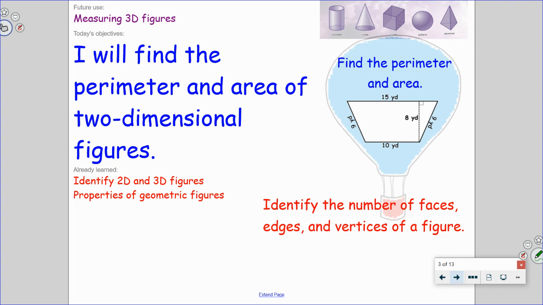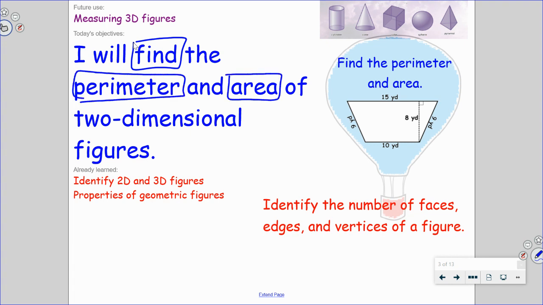All right, folks. Goal for today? I would say it's twofold. Action word is fine, but what are we finding? We are finding the perimeter and area of two-dimensional figures.